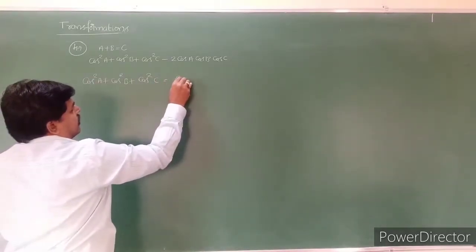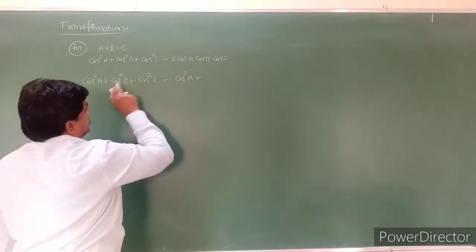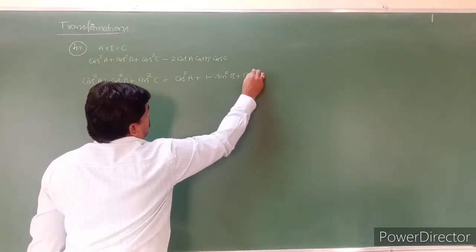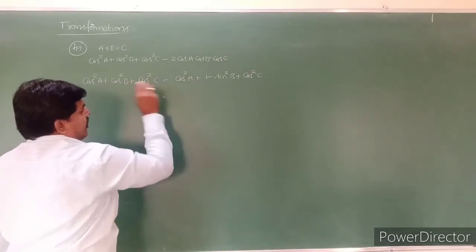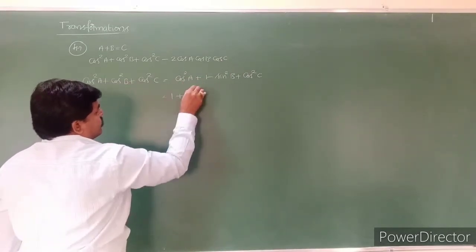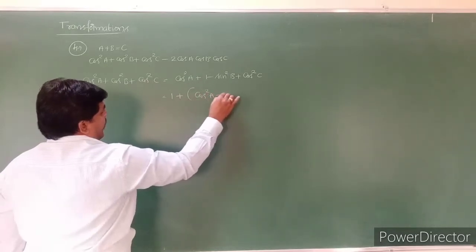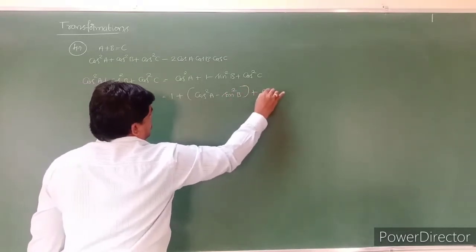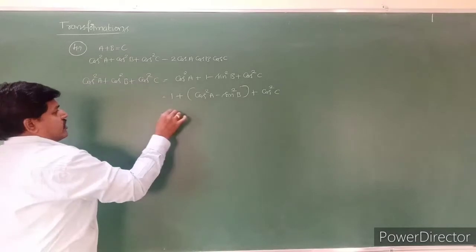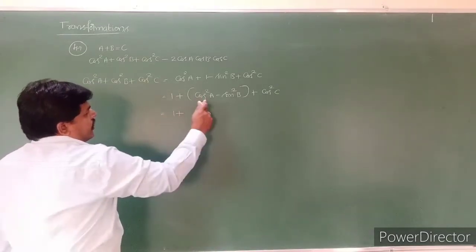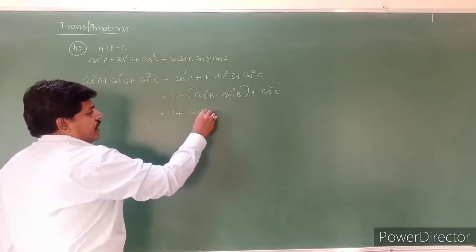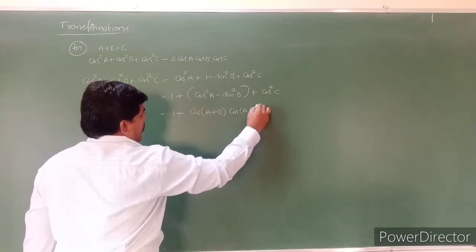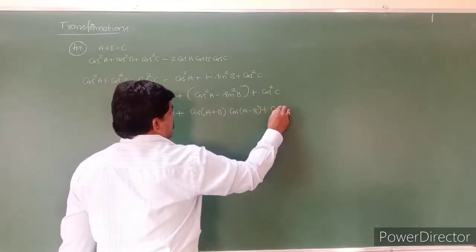Here I will take cos square A plus cos square B, which I can write as 1 minus sin square B, plus cos square C. This one I will write in front, plus I will take these two terms, cos square A minus sin square B, plus cos square C. So that is equal to 1 plus cos square A minus sin square B, which is nothing but cos of A plus B into cos of A minus B, plus cos square C.